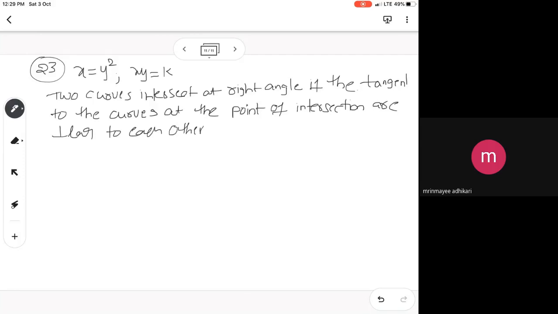So now here the first thing you need to do is find the point of intersection of these two curves. Where these two curves intersect, that we have to find out. So how do you find it out? Normally whenever two equations are given, we solve the equations. But here the curves are given to you. One is given x is equal to y square, and another one is given xy is equals to k. So here substitute.